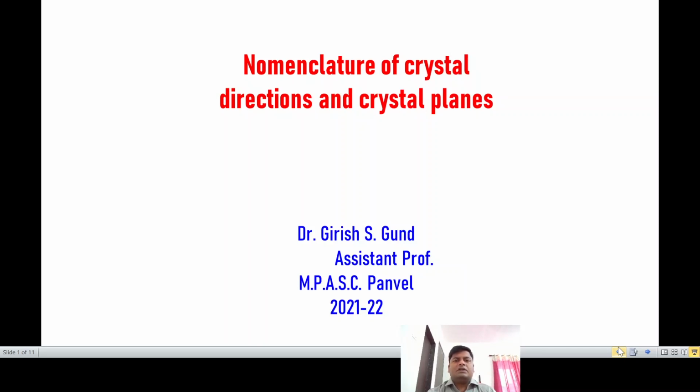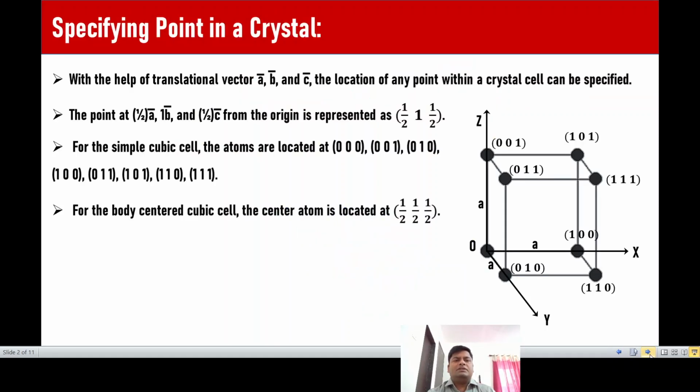Today we will discuss the nomenclature of crystal directions and crystal planes. First we will see specifying a point in a crystal. Over here at the right side, one unit cell has been shown with the three crystallographic axes: x in this direction, y in this direction, and z in the upward direction, and with the unit cell having the corner points.